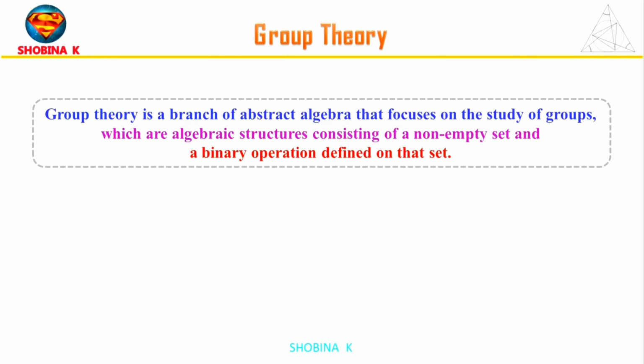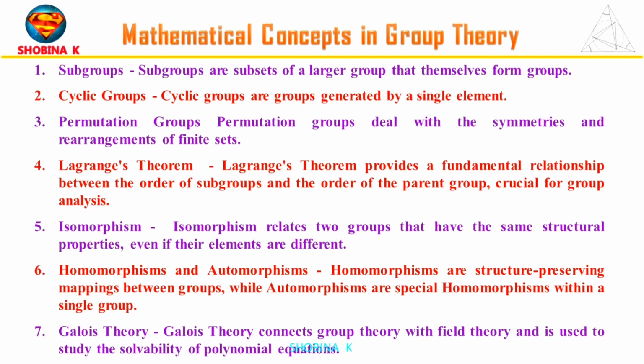To be more concise, group theory is a branch of abstract algebra that focuses on the study of groups, which are algebraic structures consisting of a set and a binary operation defined on that set. And now let's see some mathematical concepts and their relevance to group theory. First, subgroups. Subgroups are subsets of a larger group that themselves form a group. And they are essential in understanding the structure of groups.